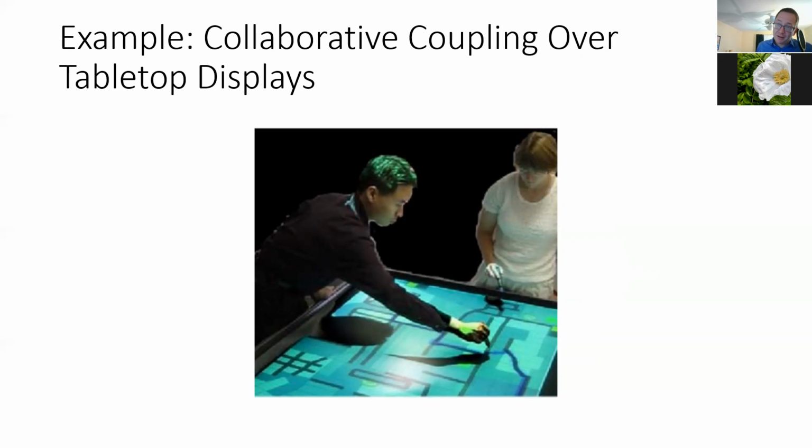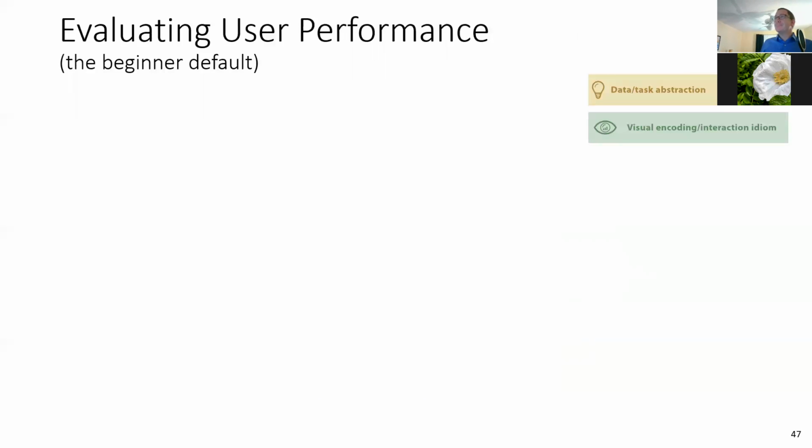What kind of conclusions do they make? It's not just a matter of, does the system support things? It's a matter of, when two people are looking at these data, can they come to better conclusions? Two heads better than one with this visualization. Okay. We have evaluating user performance.